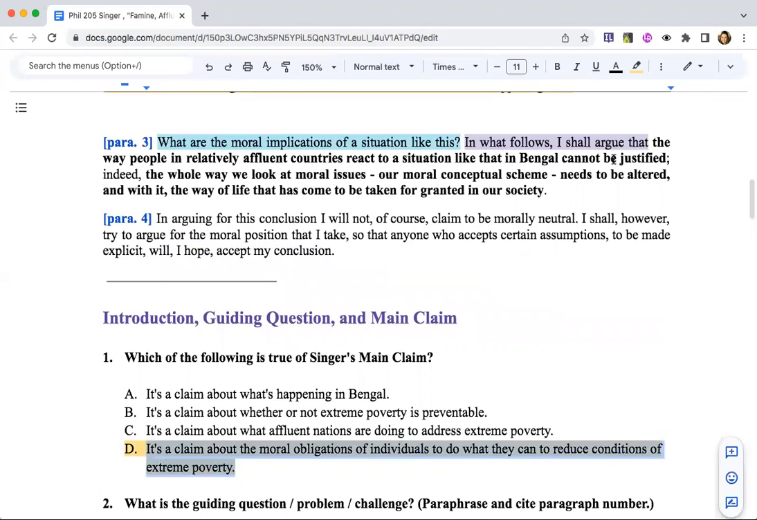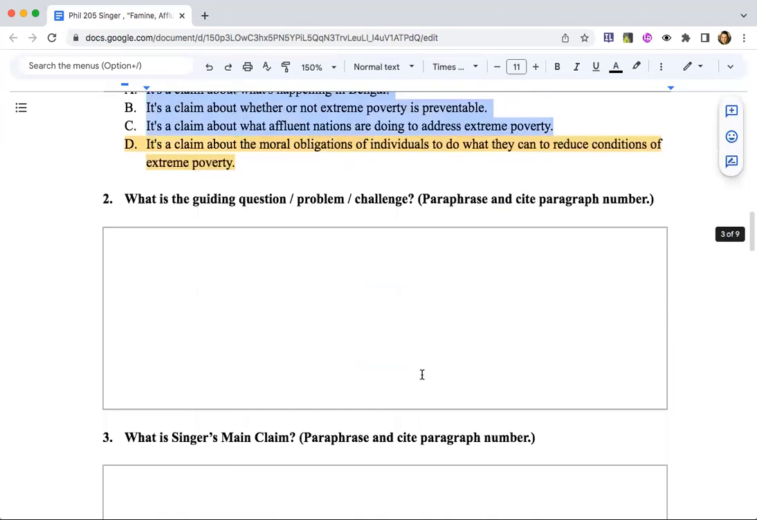Well, what is it that people are doing? Nothing or not enough, right? And so something along the lines of people must do something to address conditions of extreme poverty. Doing nothing is not acceptable. Indeed, the whole way we look at moral issues and what our obligations are needs to be altered, or something like that. So he hasn't said it in these words, but these are definitely not the main claim.